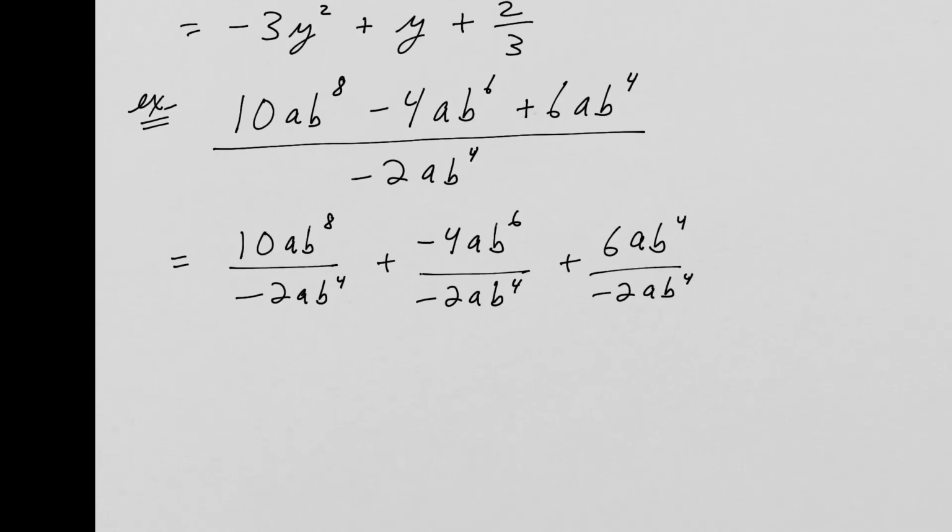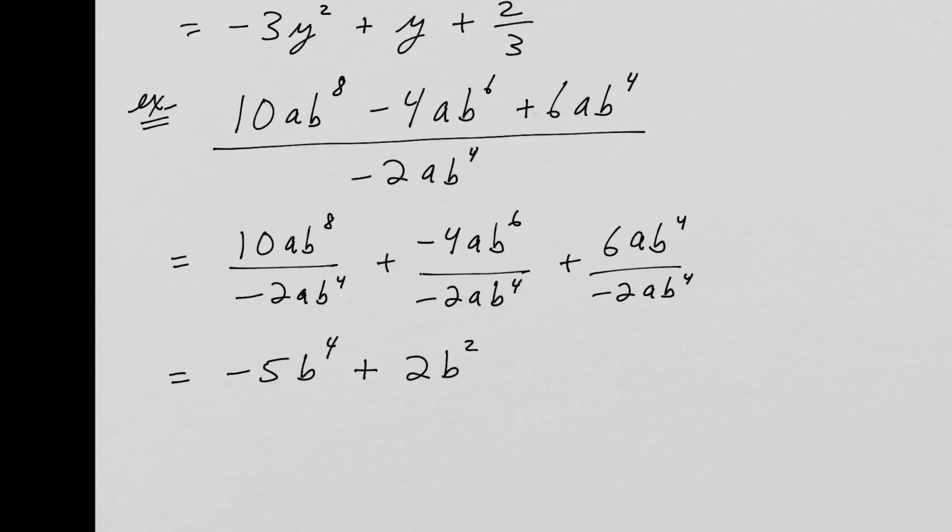Okay, so now if I divide each term, which is just a monomial divided by a monomial, I have 10 divided by negative 2. Well, that's negative 5, right? A divided by a is just 1, so that's gone. And then b to the 8th divided by b to the 4th is b to the 4th. Plus negative 4 over negative 2 is positive 2. A divided by a again is 1, so that's gone. And then b to the 6th divided by b to the 4th is b squared. Plus, and then 6 divided by negative 2 is negative 3.